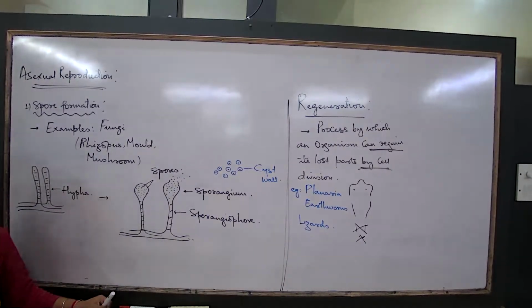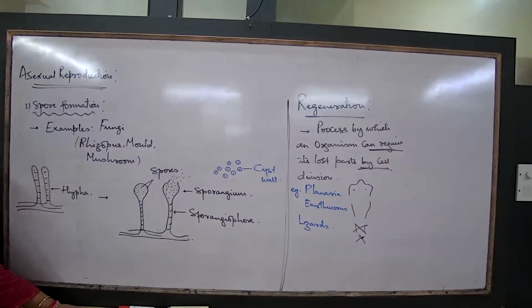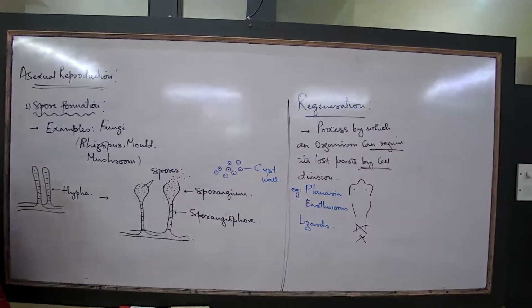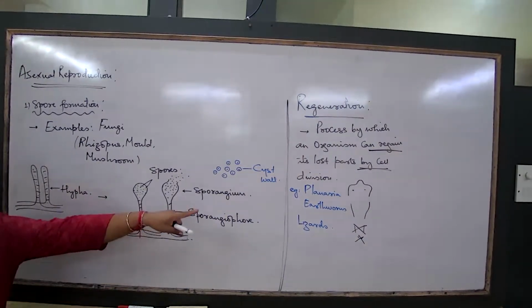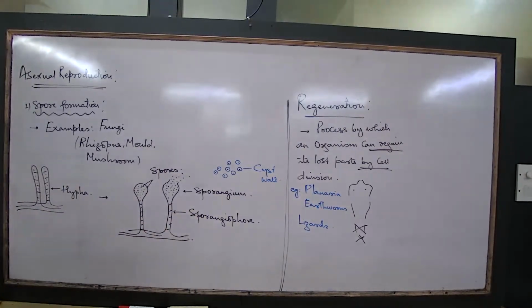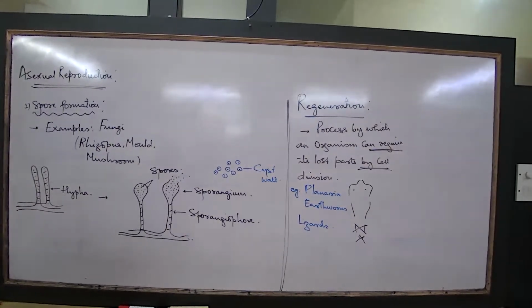So how many diagrams? Fission has 2 diagrams, fragmentation 1, followed by spore formation, budding in hydra, that makes 6, and then this one. So all these diagrams are very, very important. Please note them down in your notebook. Some of you had drawn the diagram, some of you had not. The other day I had drawn this and shown you these diagrams. Fragmentation.